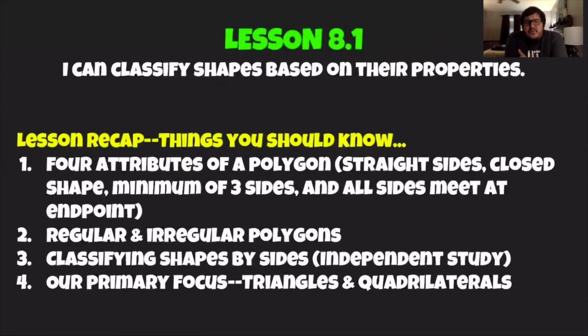Okay. So quickly, let me just recap where I want you to be before you move into the practice session. I want you to know the four attributes of a polygon, which are straight sides, a closed shape, a minimum of three sides, and that all sides meet at an endpoint. That's hugely important as we go on. Then think about regular and irregular polygons. In a regular polygon, all sides and angles are equal, whereas in an irregular one, they're just not. All it takes is one side or one angle not being equal to the other sides or angles, and then it is an irregular polygon.